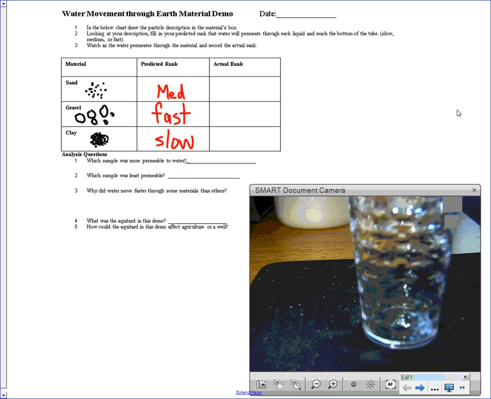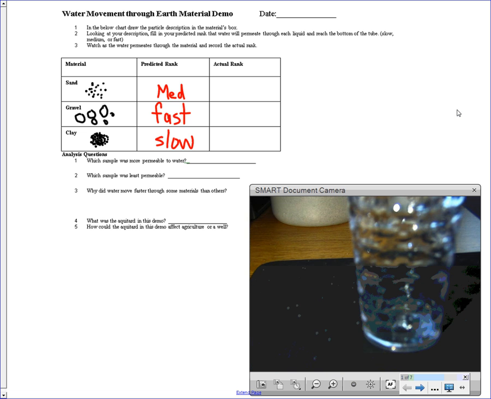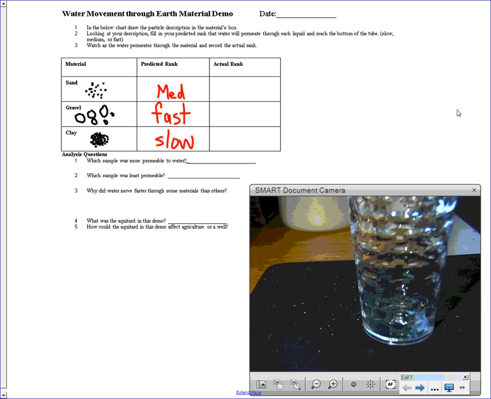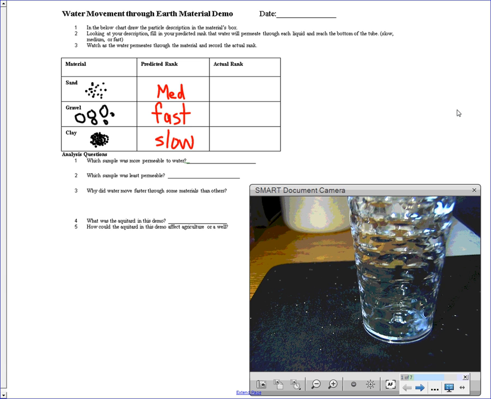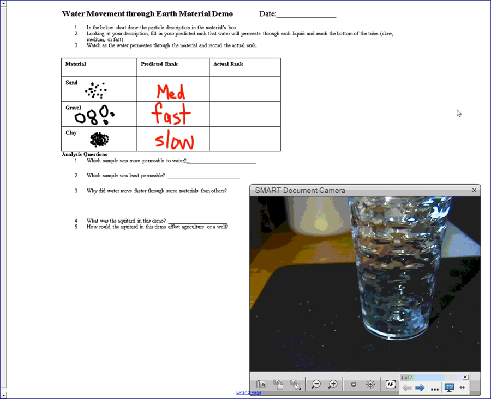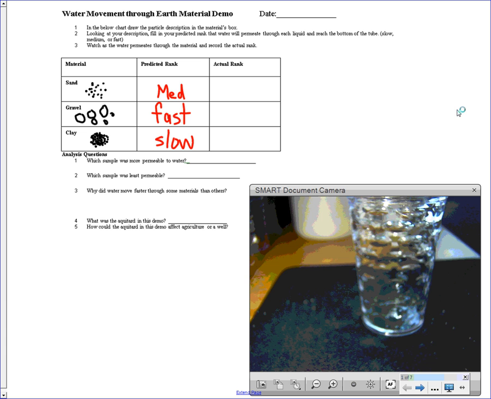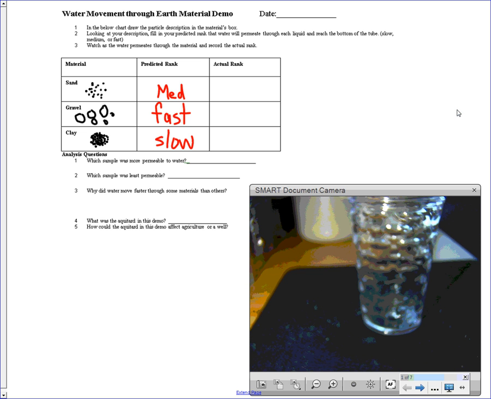I'm going to back this up a little bit. Yeah, I just have to do it kind of slow or else it'll blur out. It's kind of blurry now.